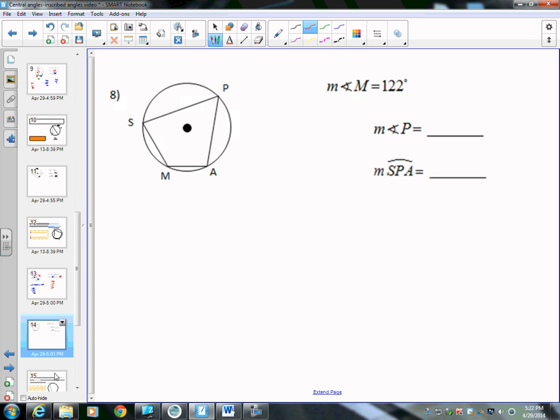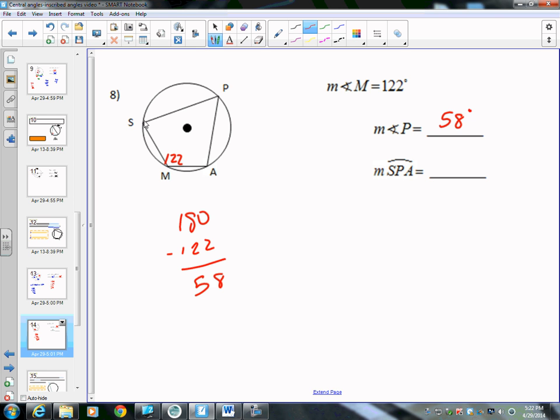There's another question like this on our homework. It's number 8. It only tells us part of the information. It says angle M is 122 degrees. Can I find the rest? Well, sure I can. First, I'm going to start with the measure of angle P. So how do I find this one? Again, quadrilateral inside the circle, so opposite angles are supplementary. So I say 180 minus 122, and I get 58 degrees.